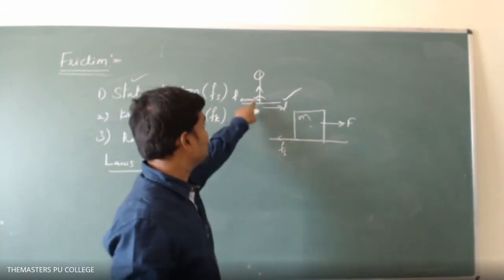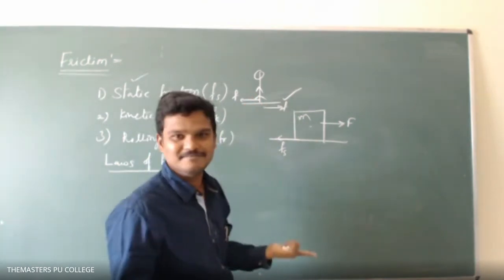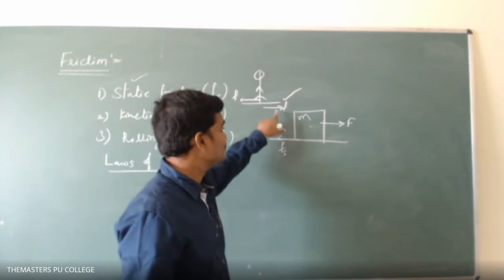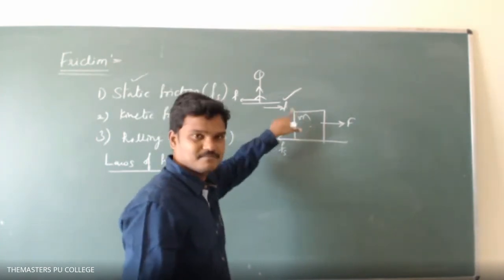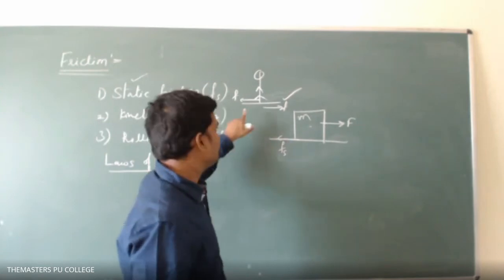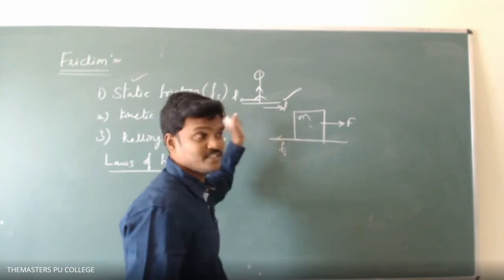One is on the person. What about the other one? This is on the floor. If this is the action, this is the reaction. If any one is the action, the other one is the reaction. And because of this frictional force, the person is moving.